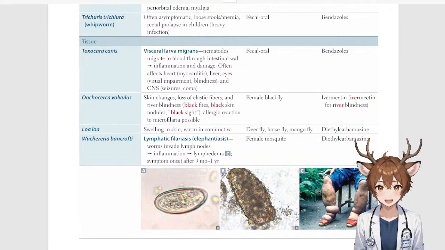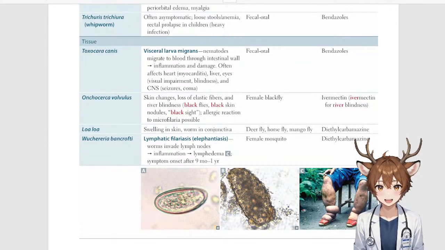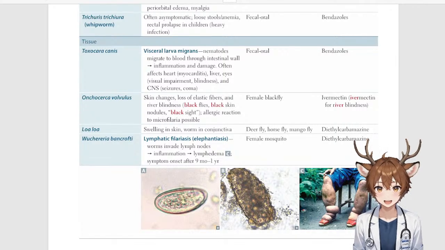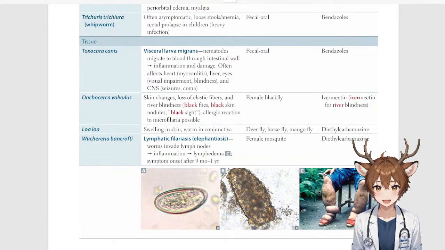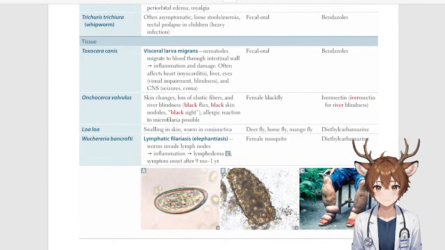What about some of this stuff right here? Toxocara canis. Well, it causes visceral larva migrans, migration into the blood leading to inflammation of the liver, eyes, visual impairment, CNS like seizures and coma, and heart, myocarditis. Patients are often asymptomatic though. It's spread fecal-orally, and you treat it with benzimidazoles.